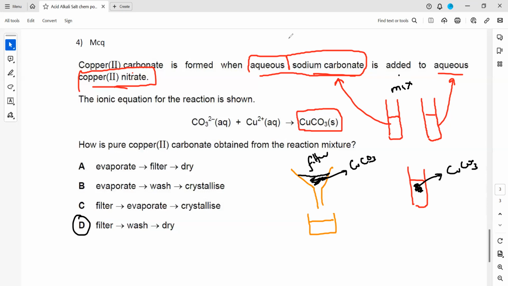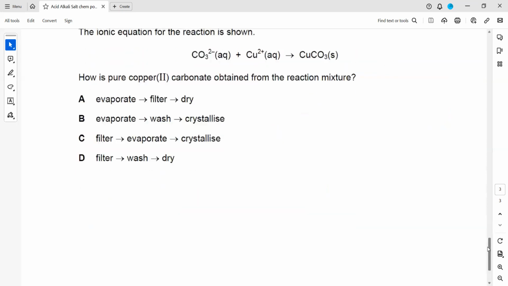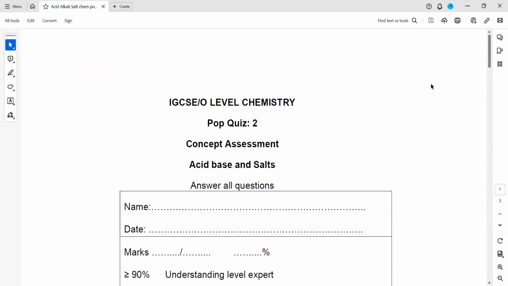So this was a pop quiz related to acid, base, and salt. Anyone having a doubt or a question in any part?